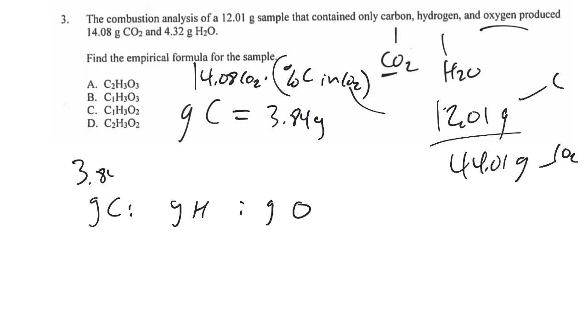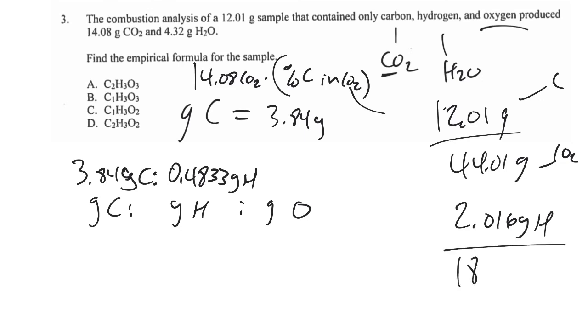Okay, so I have 3.84 grams of carbon. Now how about hydrogen? How much hydrogen's in the sample? In 4.32 grams of water, 2.016 grams of hydrogen is present per 18.02 grams of water. So that's just the percent H in water. Just multiplying the mass of water times the percent H of water gives me 0.4833 grams. That makes sense? Okay, so I'm not showing the steps meticulously. I may be doing some arithmetic, but I'm thinking I'm getting a ratio of my masses. So I get a ratio of the moles and go to a simplest whole number ratio.